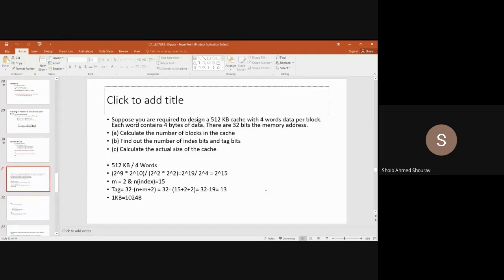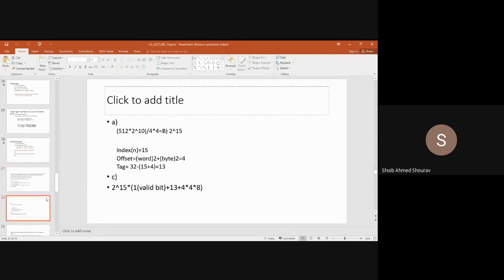Now there is the mathematics that we have seen to find the number of blocks. We have to divide the total size of the cache by words per block. Okay, then we have to find m with this words per block, which is 2. Then index is 15, the tag using the formula, and the cache size using the formula.